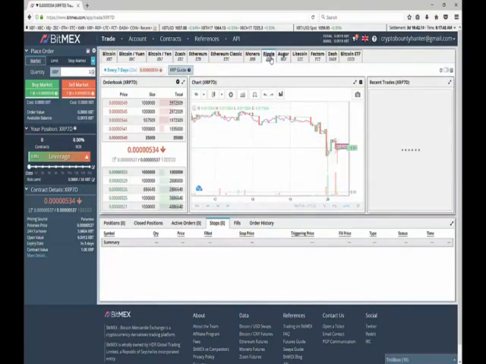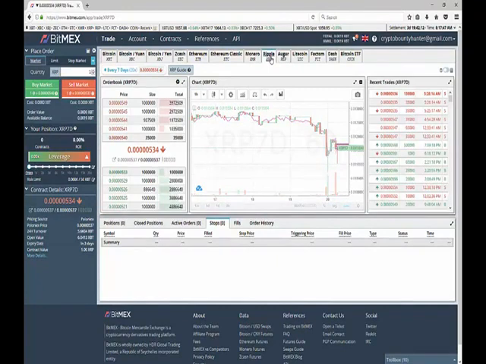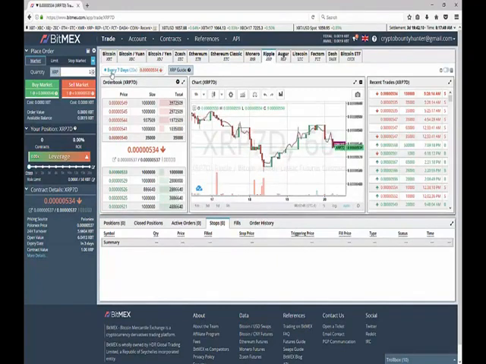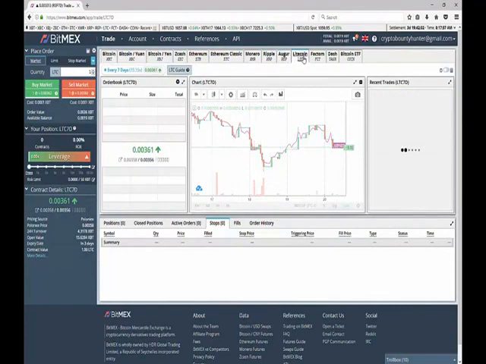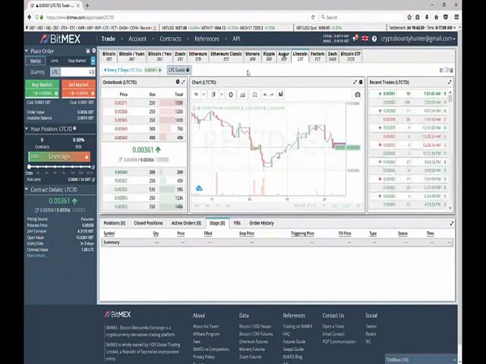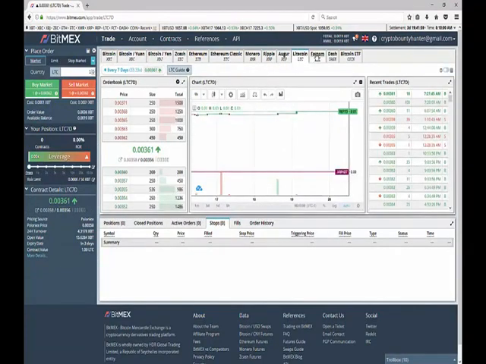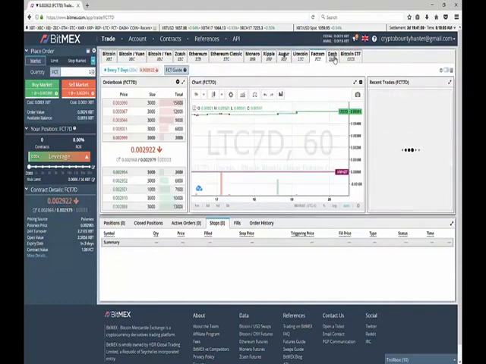Every 7 days for Ripple, 20x. Then you've got Augur, 10x, Litecoin. These are all 7-day contracts, 33x. Factom, 20x, Dash, 20x. And then now and again, they have these speculative instruments.